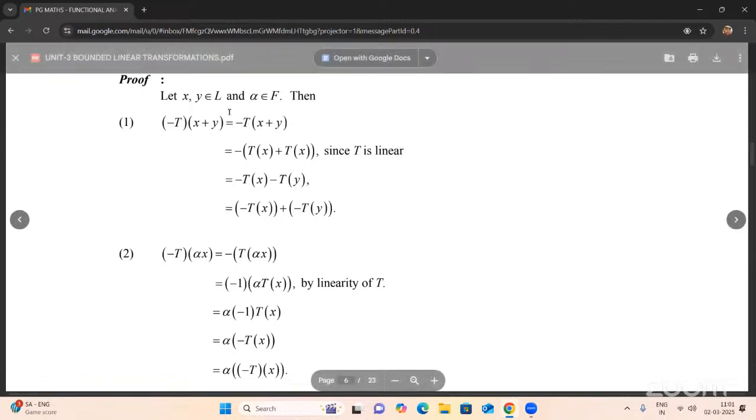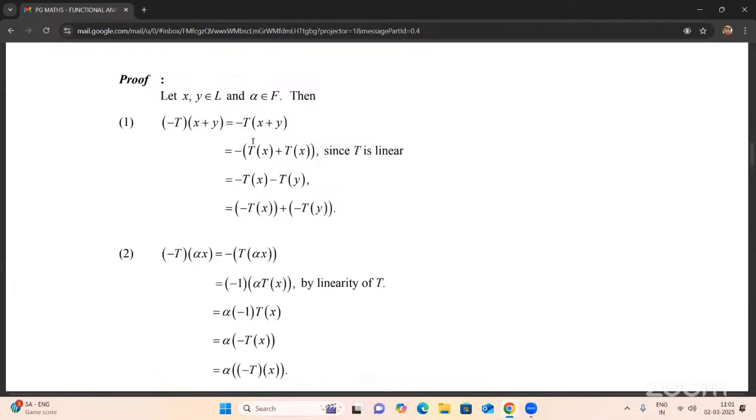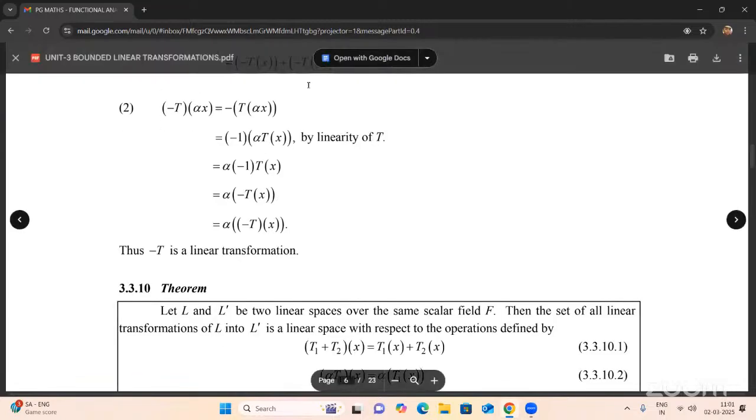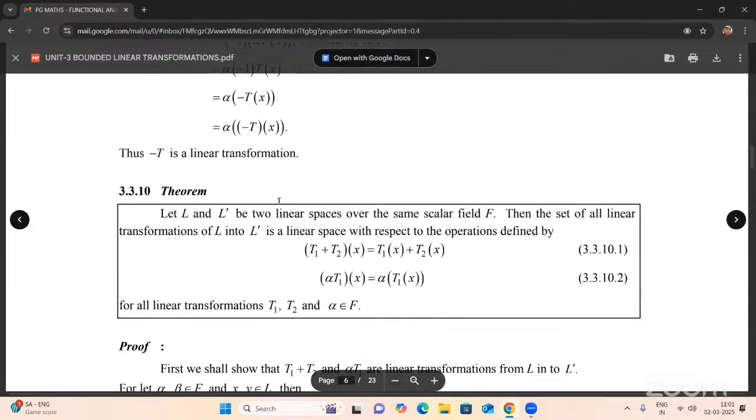So again, minus T of X plus Y can also be written as minus of T of X plus T of Y. Here the minus also distributes: minus T of X, and minus of plus means minus, minus T of Y. Now the first condition is verified for the negative transformation. In the same manner, minus T of alpha X equals alpha into minus T of X. So minus T is a linear transformation.